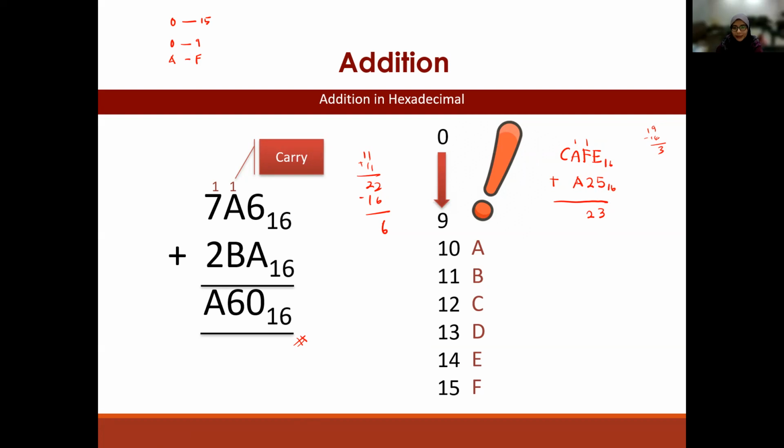1 plus 10 because A equal to 10, so 1 plus 10 equal to 11. 11 plus A, which is 10, equal to 21. 21 minus 16 is equal to 5. Carry 1 here. 1 plus C, C equal to 12, so 1 plus 12 equal to 13. 13 in hexadecimal is equal to D. So the answer is D523 base 16.